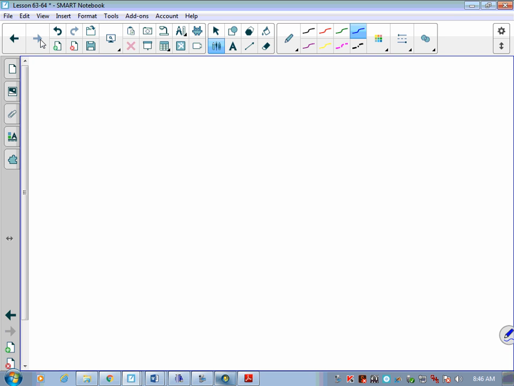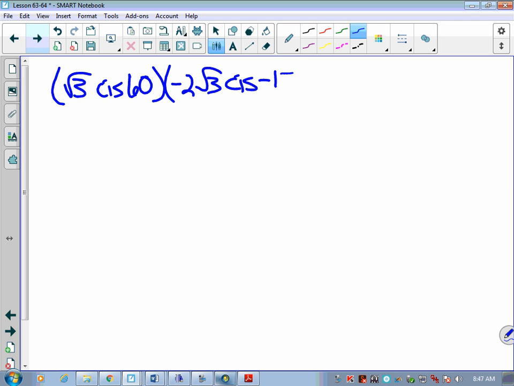All right. We got radical 3 cis 60 times negative 2 radical 3 cis negative 15 degrees. So the things that we actually multiply here are our hypotenuses. Okay, radical 3 times negative 2 radical 3. Isn't it just -6? Well, radical 3 times radical 3 is 3, times negative 2 is negative 6. So we know we're going to get negative 6 in there.